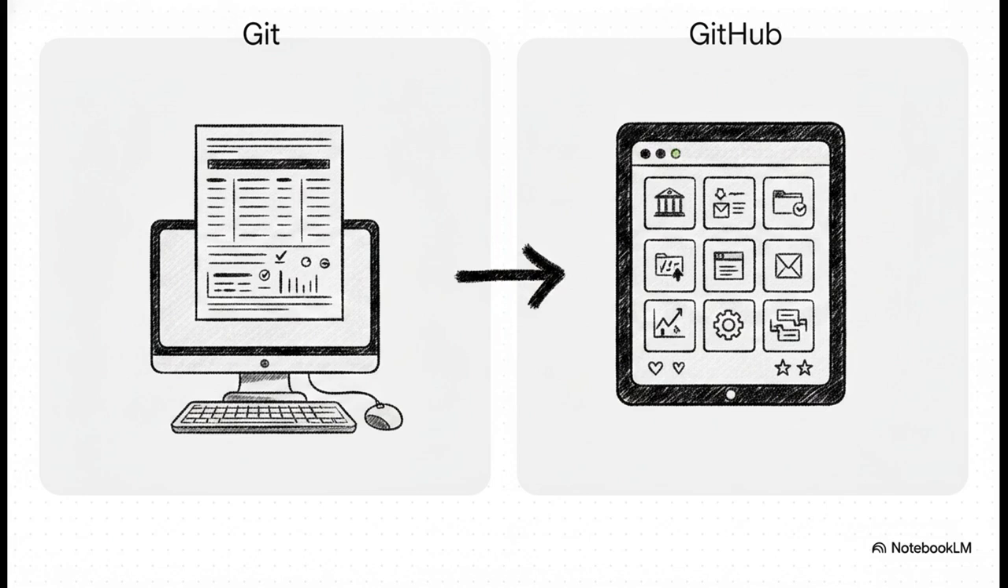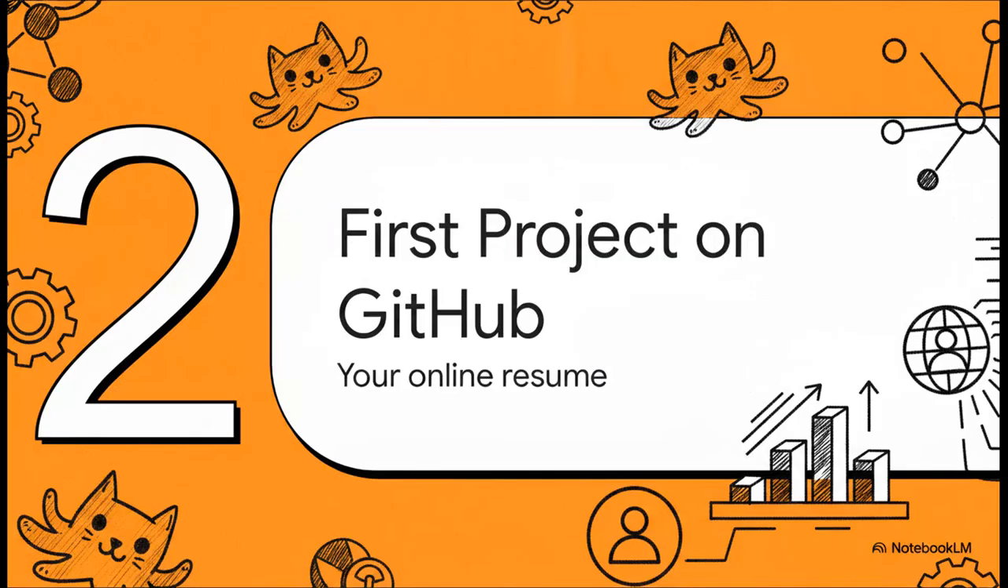GitHub, on the other hand, is a website. It acts almost like an Instagram portfolio for developers. It's where you can safely store, manage, and basically show off your final projects to the rest of the world. Moving on to section 2, first project on GitHub and setting up your online developer resume.